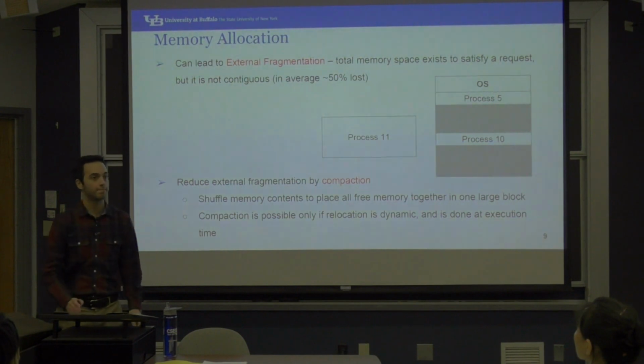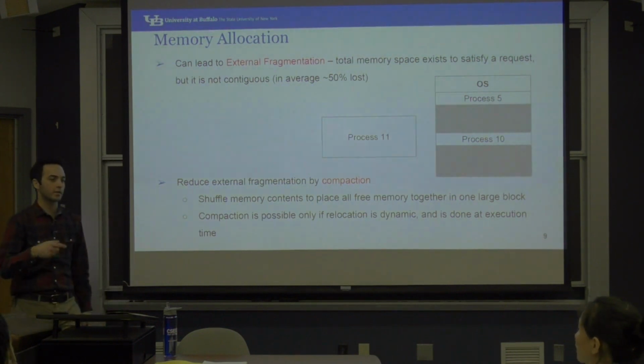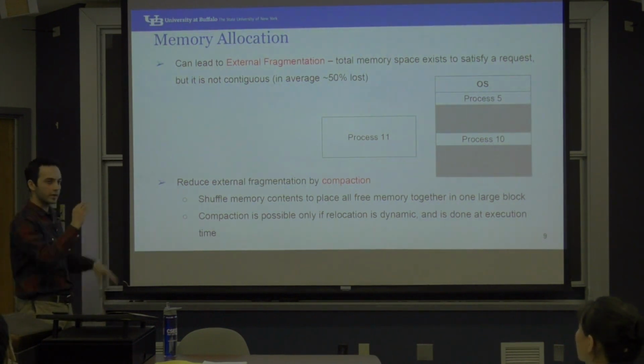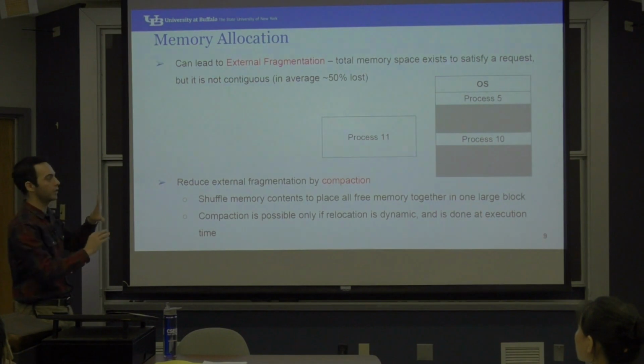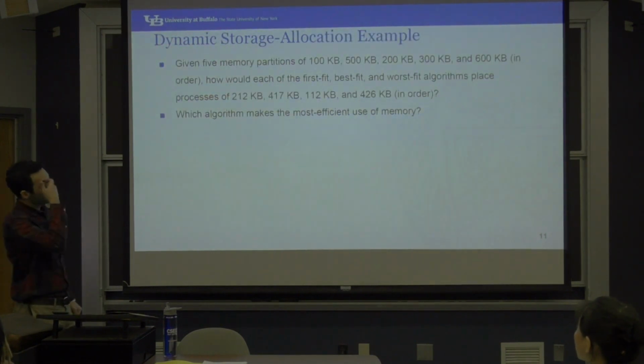Yes? Does allocated memory for processes have to be contiguous, or can you split it up? We're going to, again, not necessarily. We're going to talk about it. So this is a simplified version, where we're considering them contiguous. All right? Any more questions?